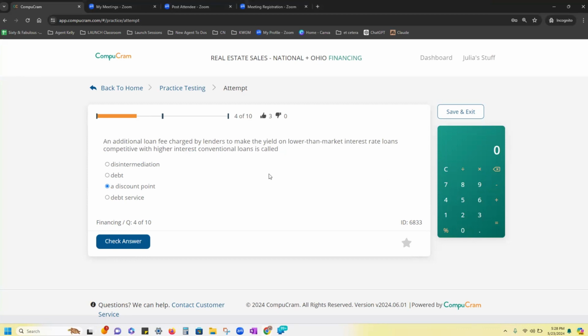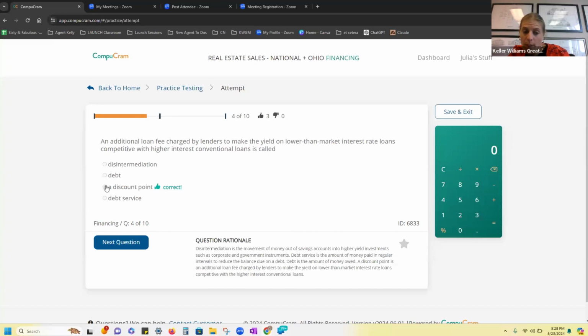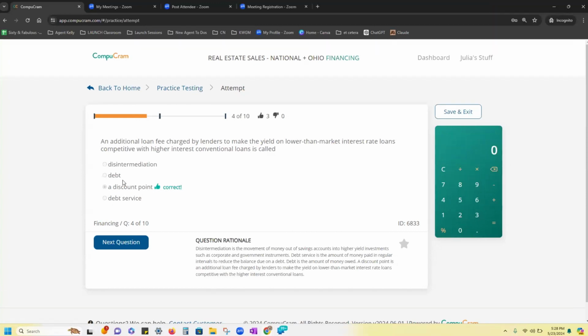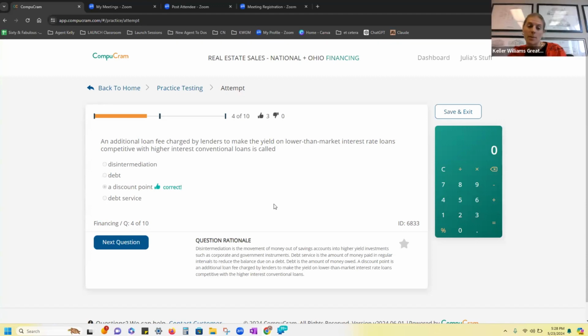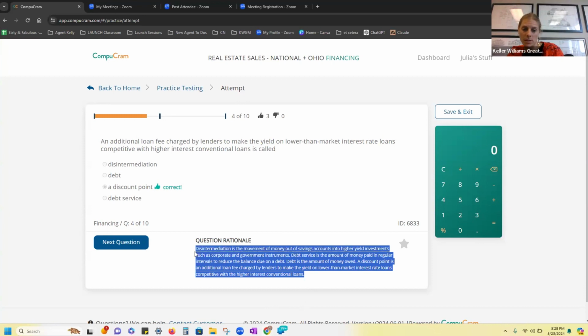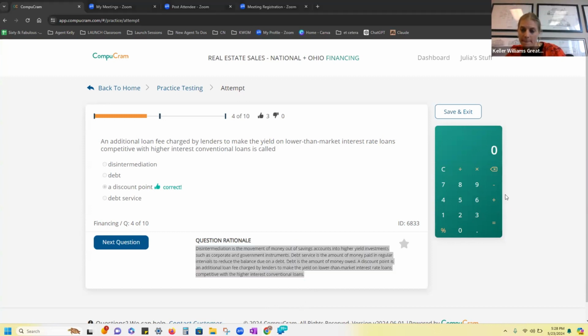D. So it would be C. So the discount point, yeah, so that's what they would choose to make their loans more competitive. Okay, so discount point is what lenders would choose.